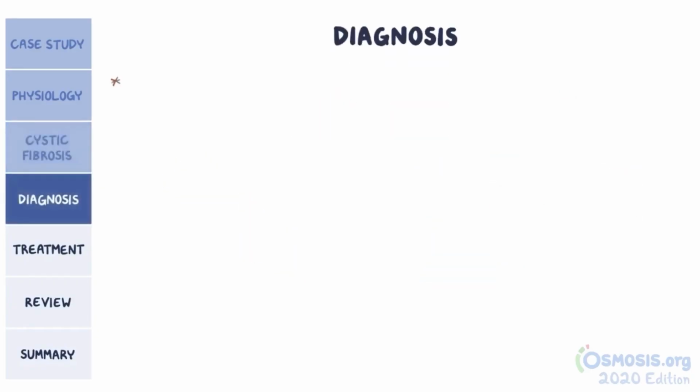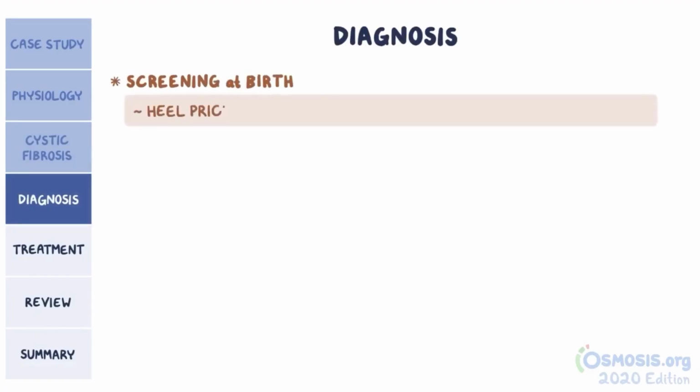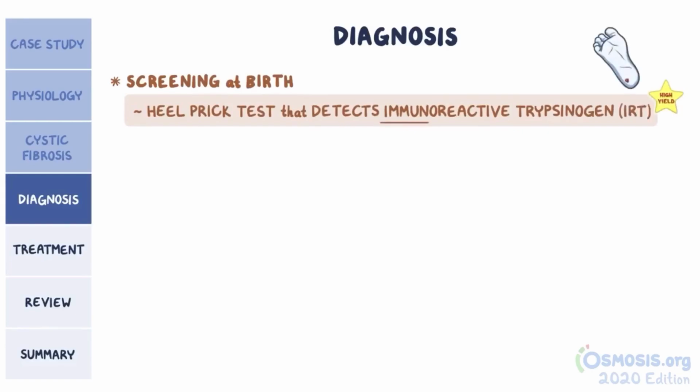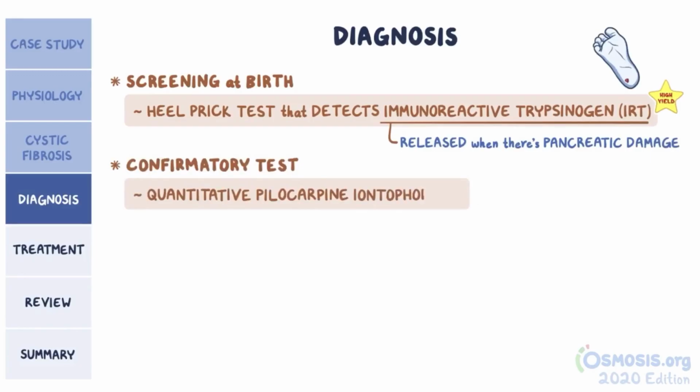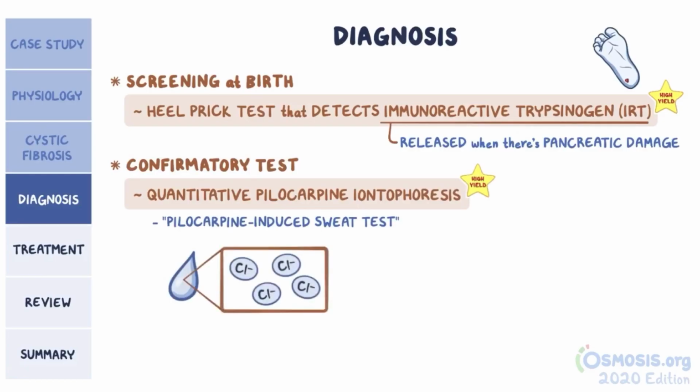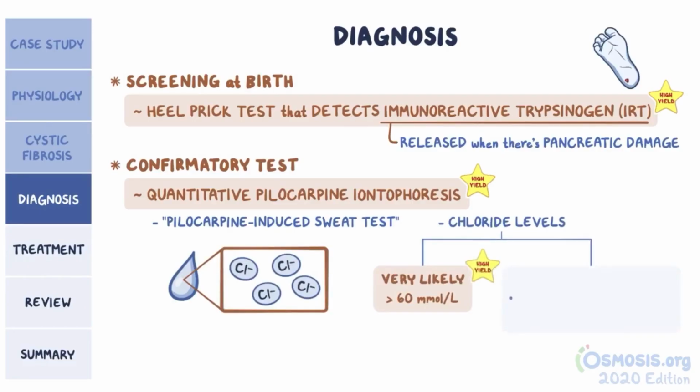Alright, for diagnosis. Screening can be done at birth via a heel prick test that detects a pancreatic enzyme called immunoreactive trypsinogen, or IRT, which is released into the fetal blood when there's pancreatic damage from CF. The confirmatory test you might come across is the quantitative pilocarpine iontophoresis, better known as the pilocarpine-induced sweat test, which checks for high levels of chloride in the sweat. So if chloride levels are over 60 millimoles per liter, CF diagnosis is very likely, while intermediate levels from 30 to 59 millimoles per liter in infants below 6 months, or 40 to 59 millimoles per liter in older infants, children, and adults, means CF diagnosis is possible.